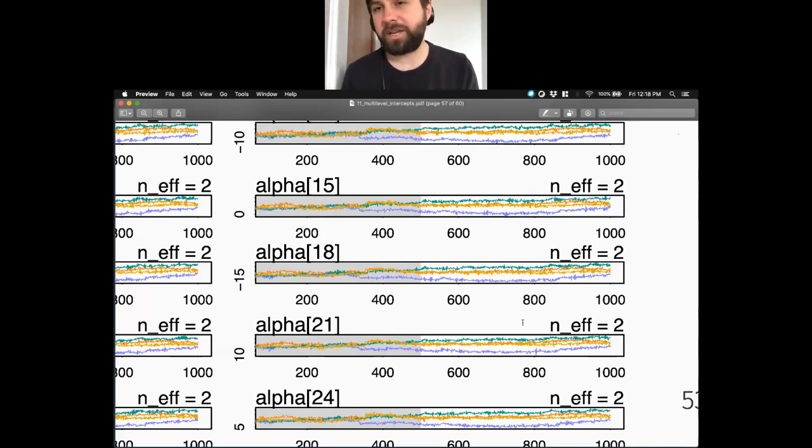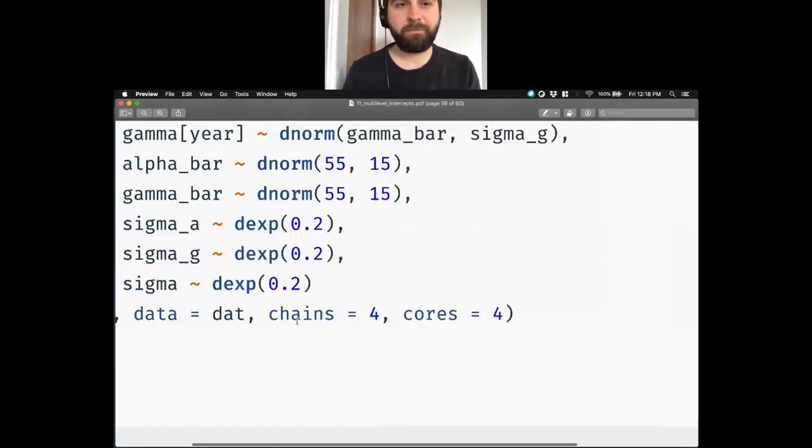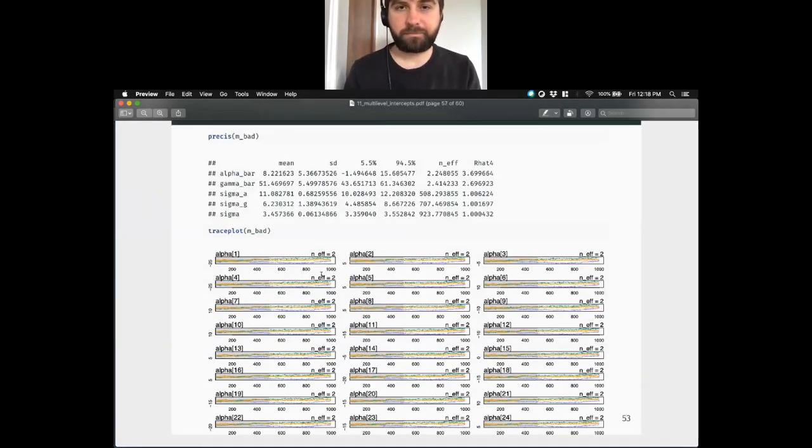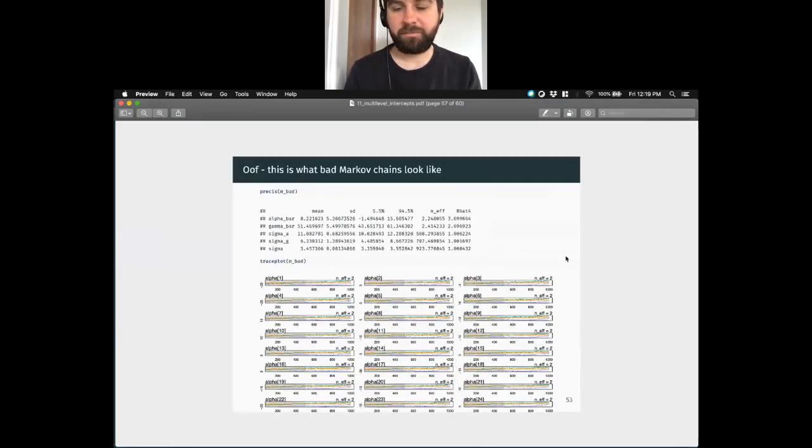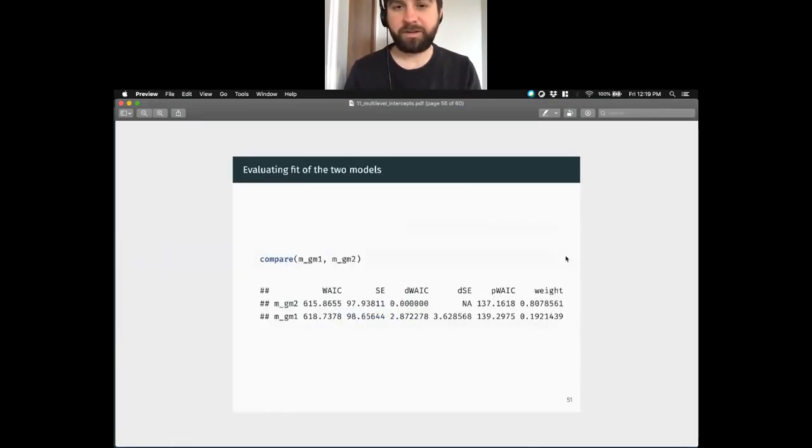So looking at your trace plots is really critical. In this case, I got warnings from my effective sample size and R hat that the model probably wasn't very good. But then looking at the trace plot, I can see these are horrible. They're not mixing, and they are almost certainly not going to give me valid inferences for my posterior.